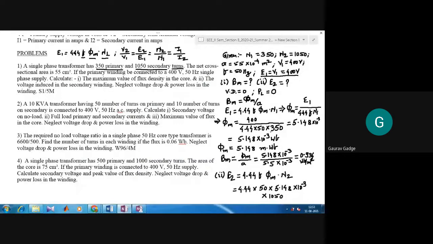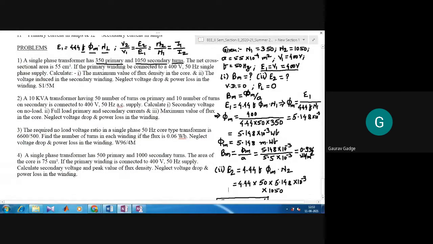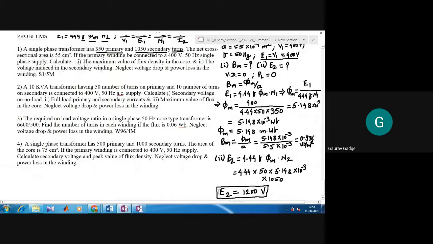First quantity, phi m, is to be calculated. Voltage drops are 0 and power loss is 0. E1 is equal to 4.44 F phi m into N1. Therefore phi m is equal to 5.148 into 10 to the power minus 3 Weber. Now phi m is converted into milliweber. Then we calculated Bm, which is 0.936 Weber per meter square. Then E2 can be calculated by using again the EMF equation 4.44 F phi m into N2. Now putting the values, we are getting E2 is equal to 1200 volts.